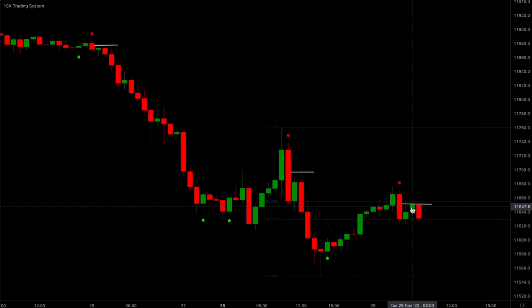But looking at this chart here, as long as we stay below and don't close above this supply level, I'm looking for a move down, probably moving down below these lows here. So this is the Nasdaq 100 1-hour chart, and this is how I use the 10x trading system, and especially how I use my supply demand 10x strategy.